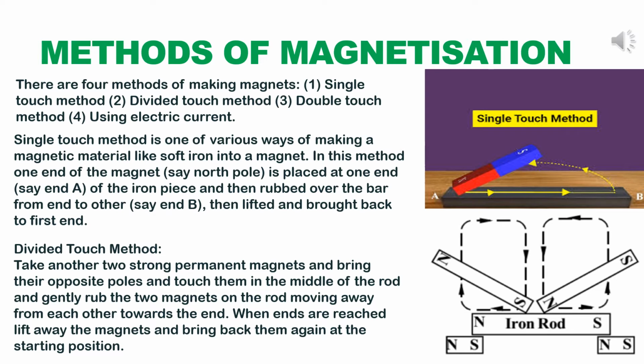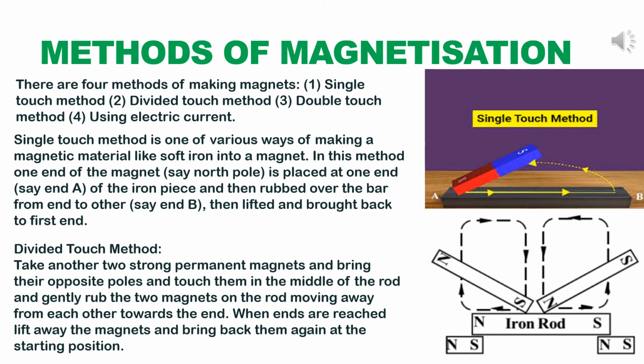The magnet is now lifted and placed again on end A of the bar and drawn up to the next end. The whole process is repeated a number of times. It would be found that the steel bar has been magnetized with end A being a north pole and end B a south pole. One more thing, I have already told you previously, you have to draw this diagram with proper arrows, and you have to give the direction of the arrow also properly.